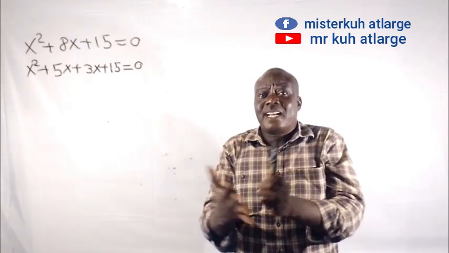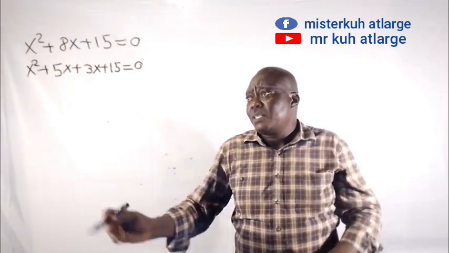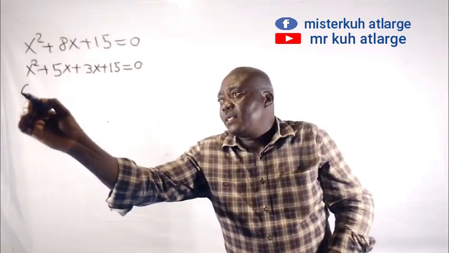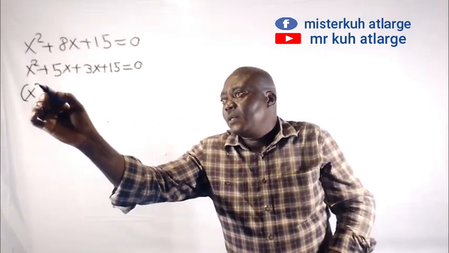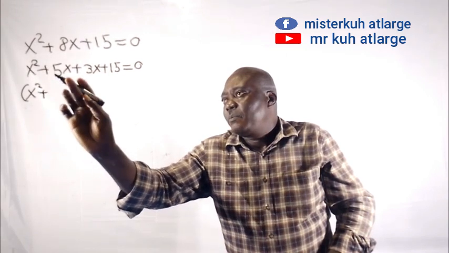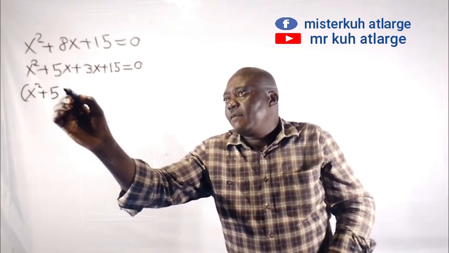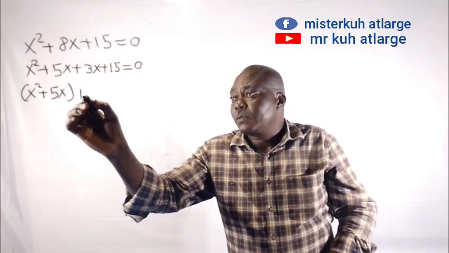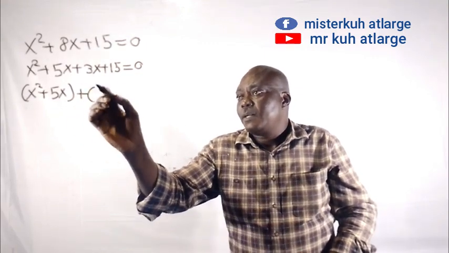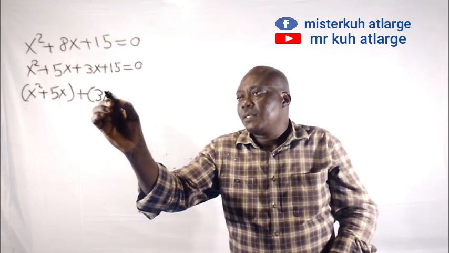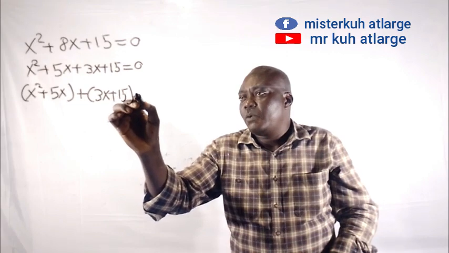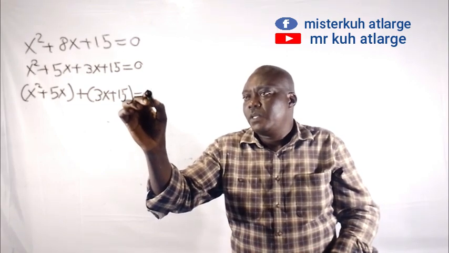Next, you should bracket the terms. So here you introduce brackets. You have x squared plus 5x in brackets, plus 3x plus 15 in brackets, all equals 0.